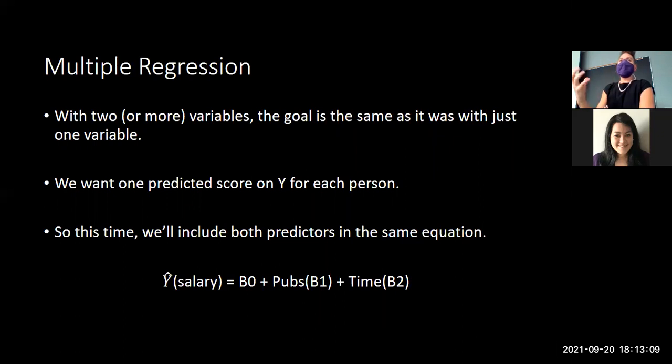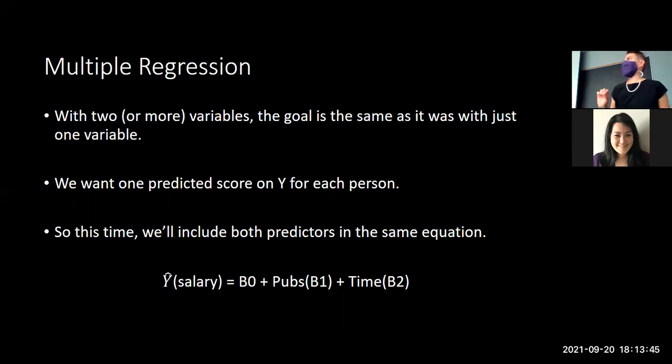With one or more variables, the goal is the same as it was before. We're going to get a predicted score for each person. We're trying to find the line of best fit through the scatter plot of points. We are trying to reduce error in our models. And so we're going to put both predictors into one equation. Our full model now has two predictors.